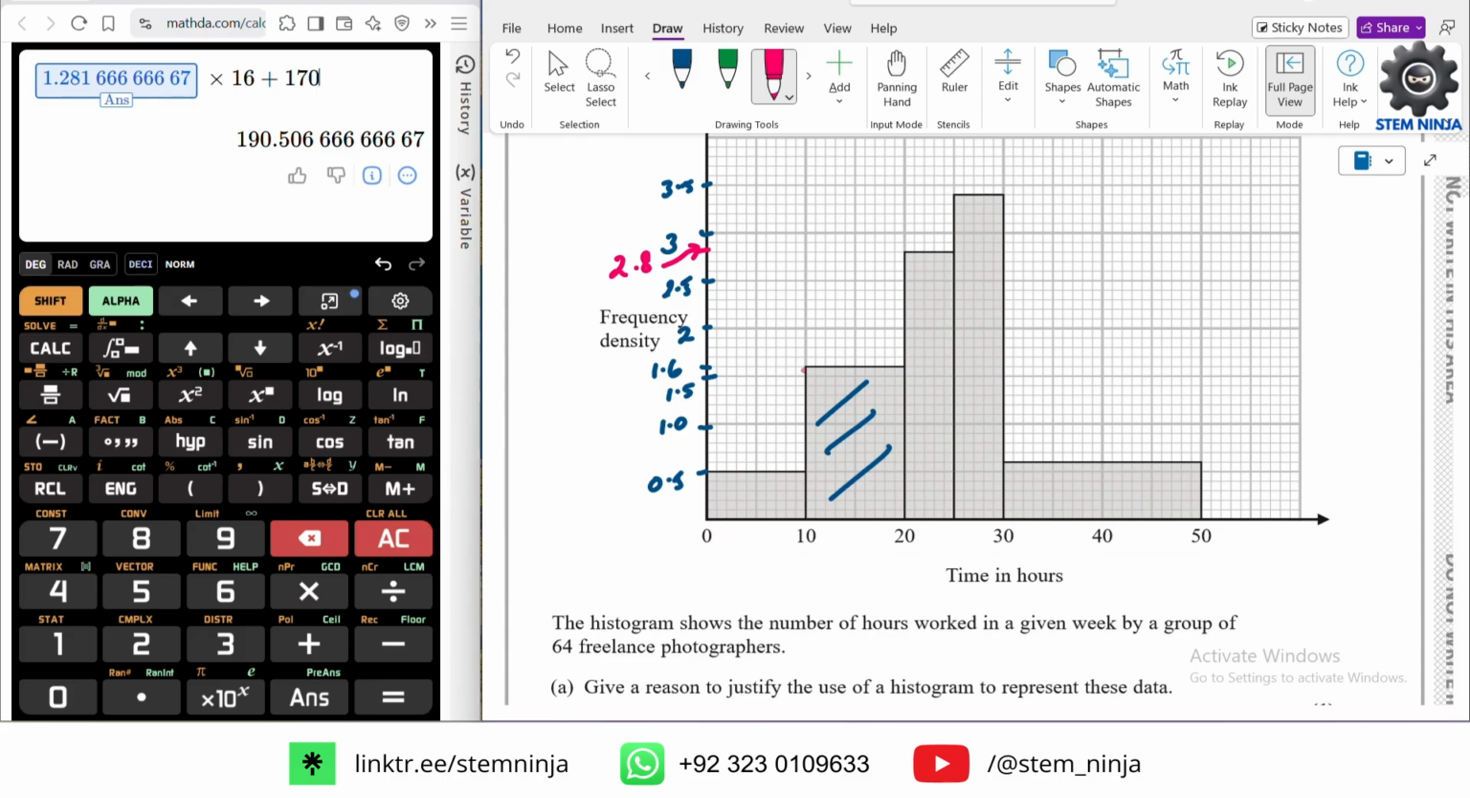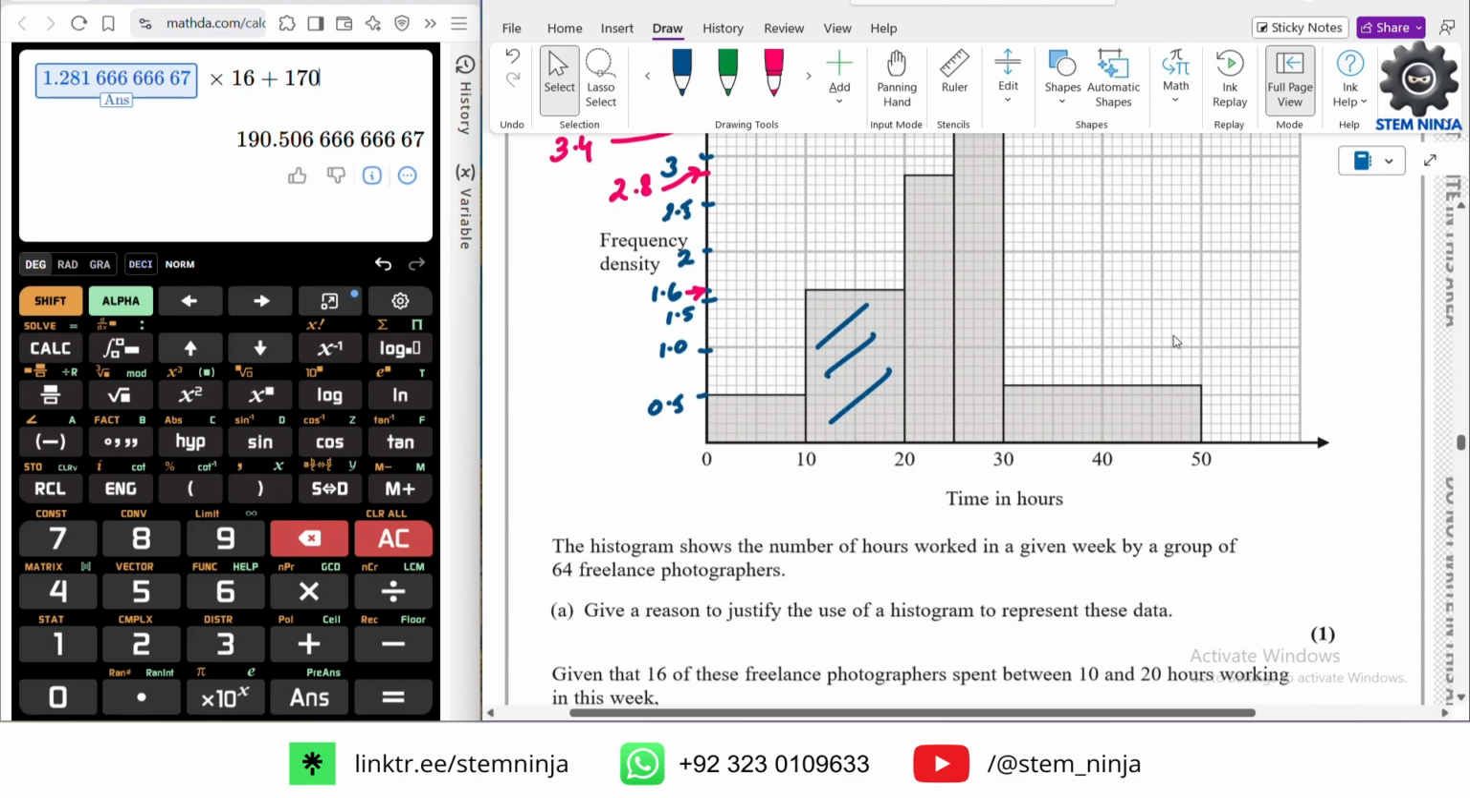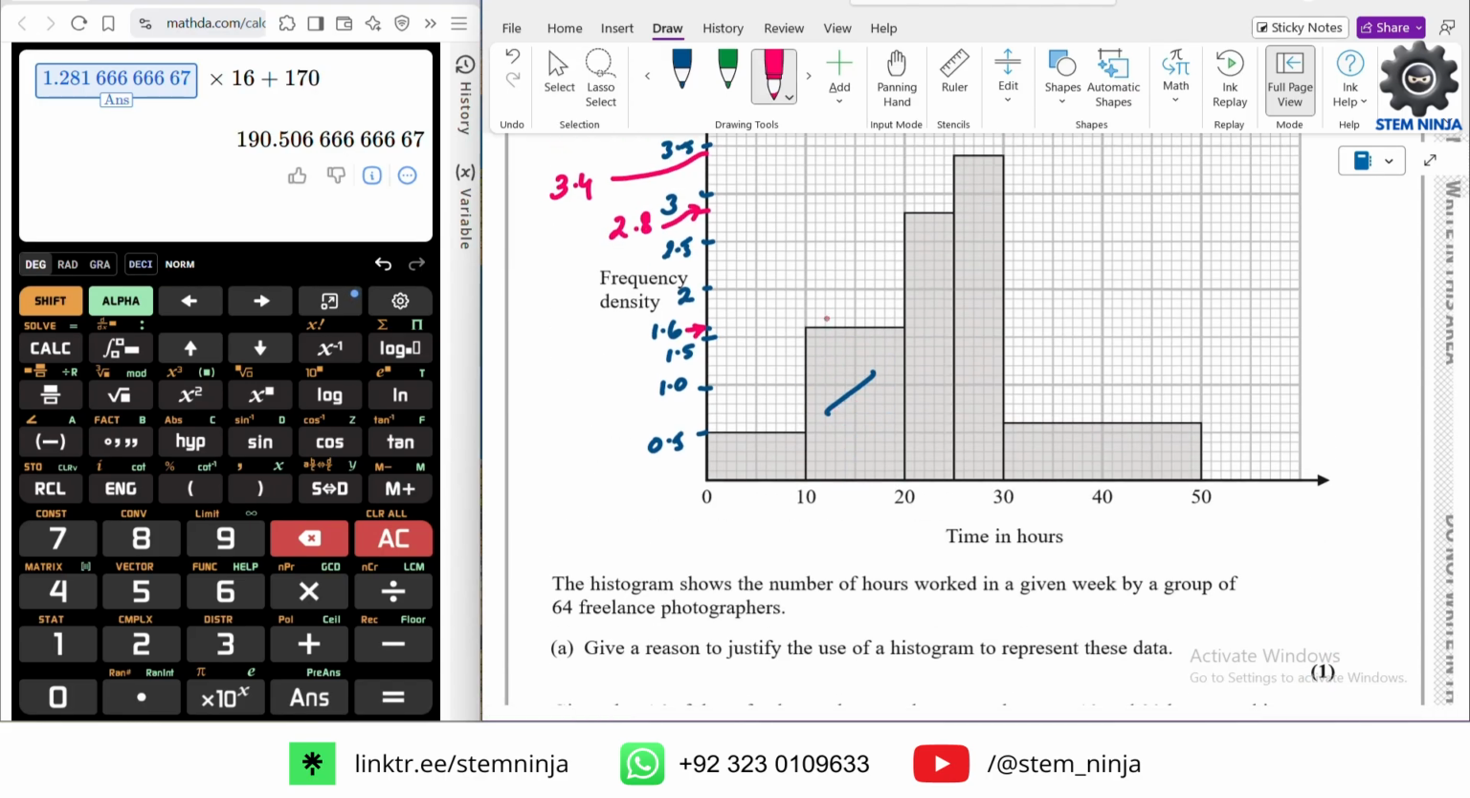And this one we already calculated, deduced it to be 1.6, and this one is 3.4. Okay, now we need between 12 and 24 hours. So 12 is in between this, and 24 would be over here. Okay, so we need this area and this area together. Right, okay.